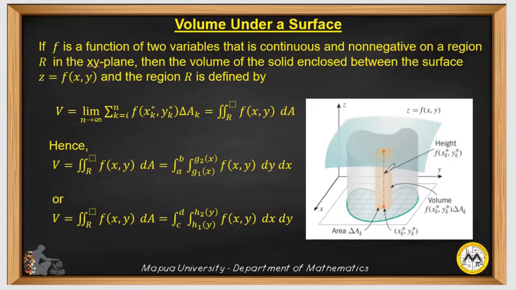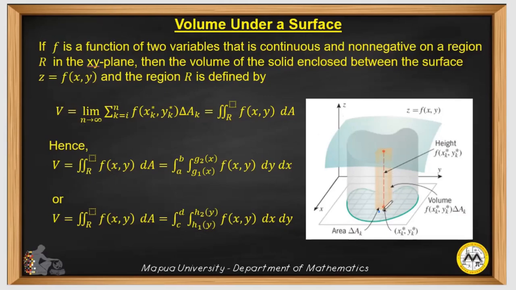We will have a solid element in the form of a rectangular parallelepiped. Rectangular, because the base is rectangular. So just imagine that the squares here on the XY plane are the bases of the elements. This is going to be our element.